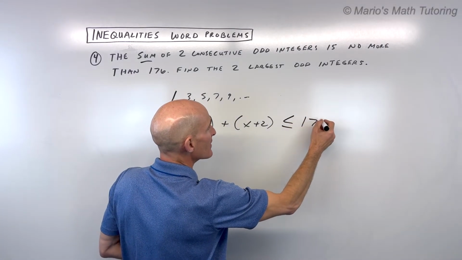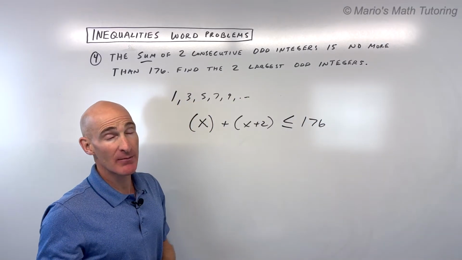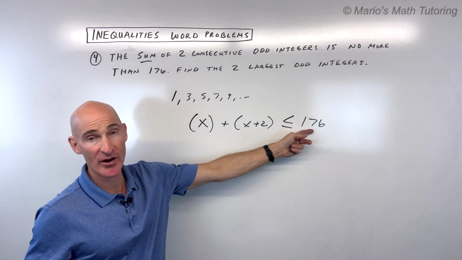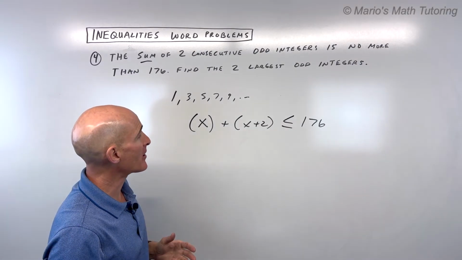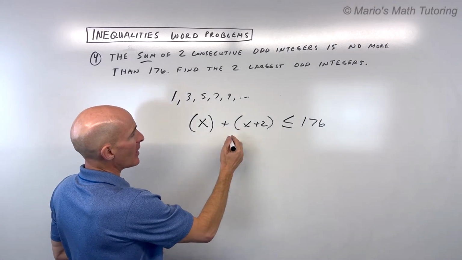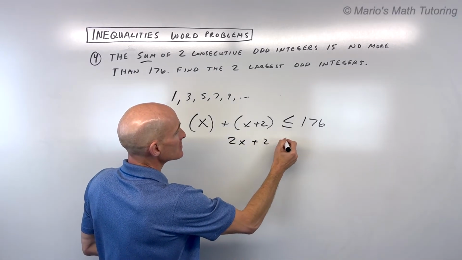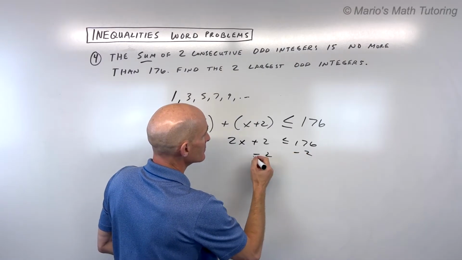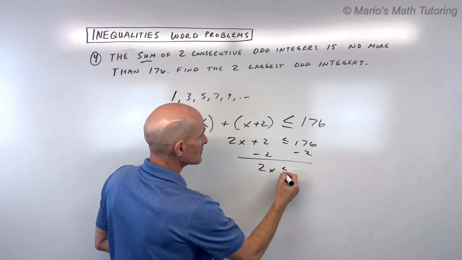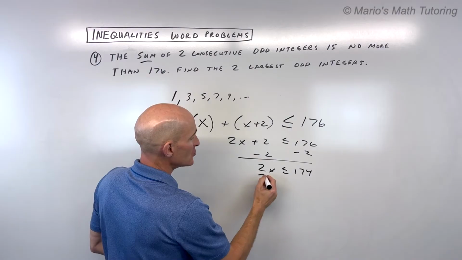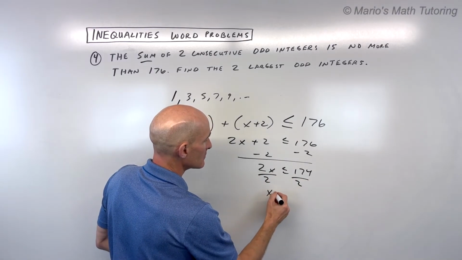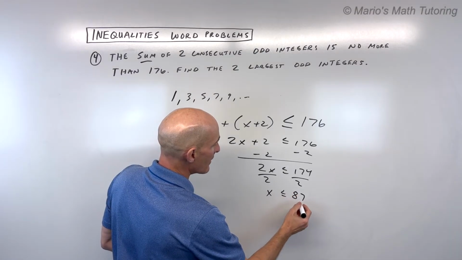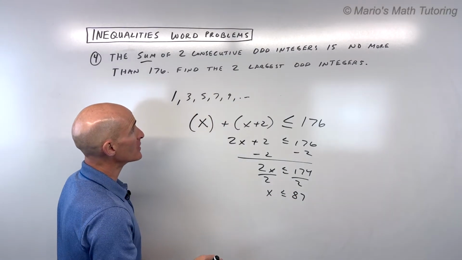Now we talked about this in the last example. No more than sounds like more, but it's actually less than or equal to. So this sum is less than or equal to 176. Okay, so we've got our inequality. Let's solve it now. Combine like terms. Get the variables on one side, numbers on the other. Divide by 2 to get x by itself. And that comes out to 87. So x has to be less than or equal to 87.